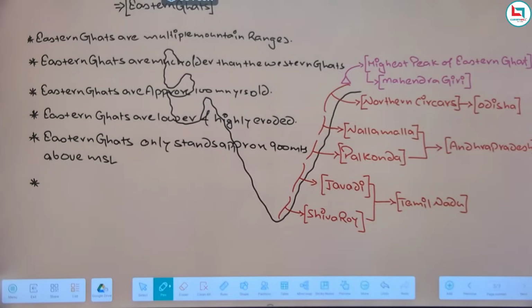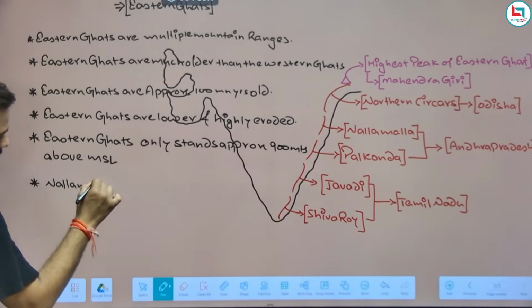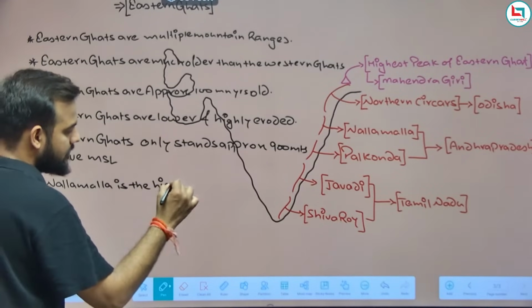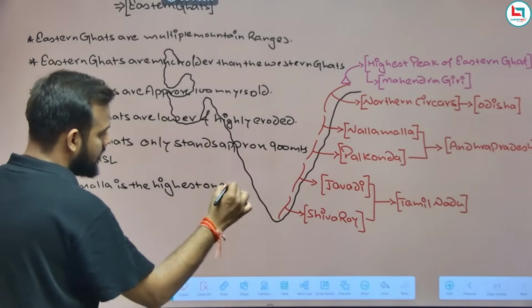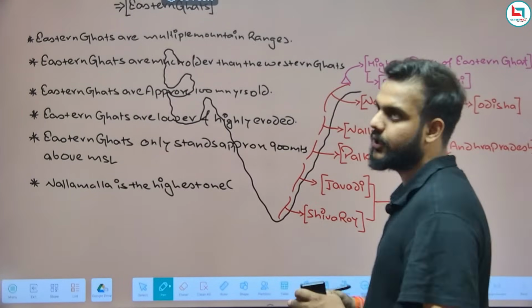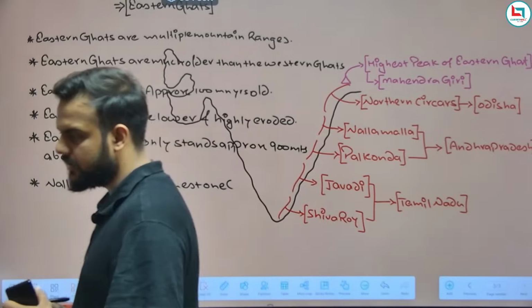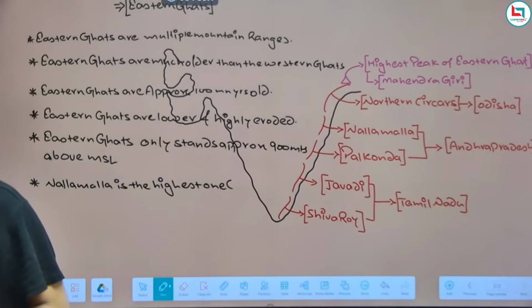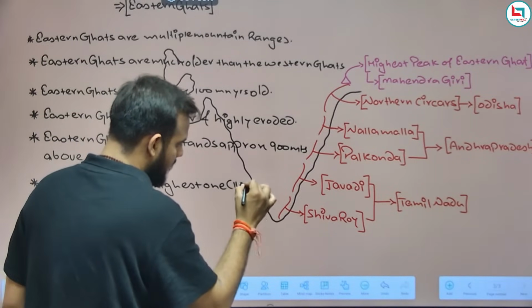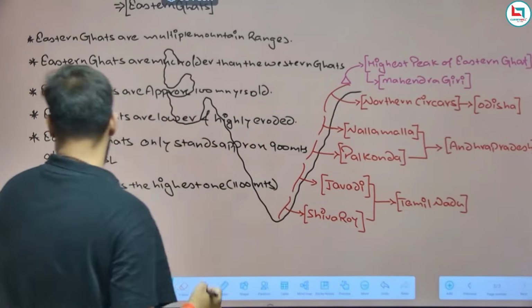Next thing, among all the ranges, Nalla Malla is the highest one. When we talk about the average altitude of Nalla Malla, its average altitude is around 1100 meters.